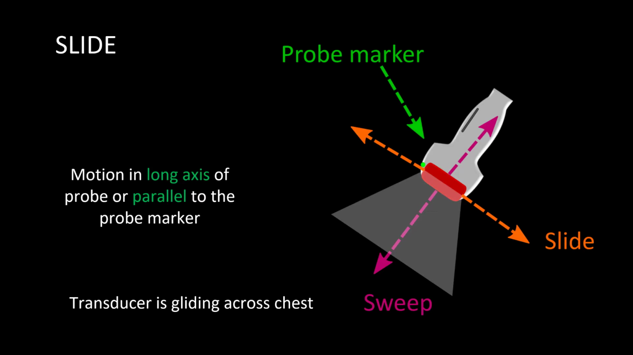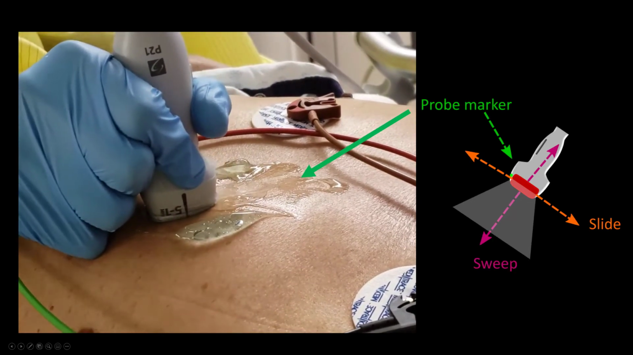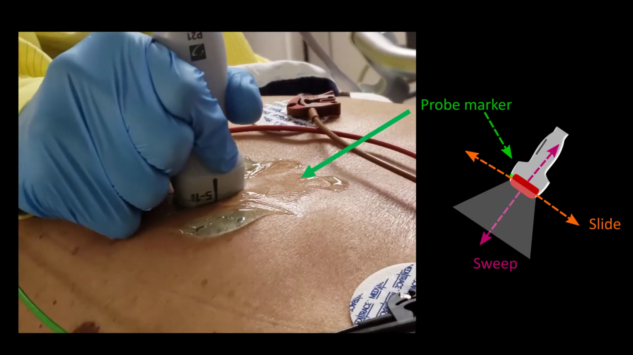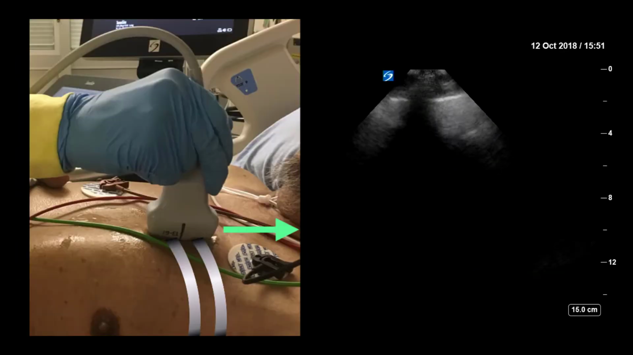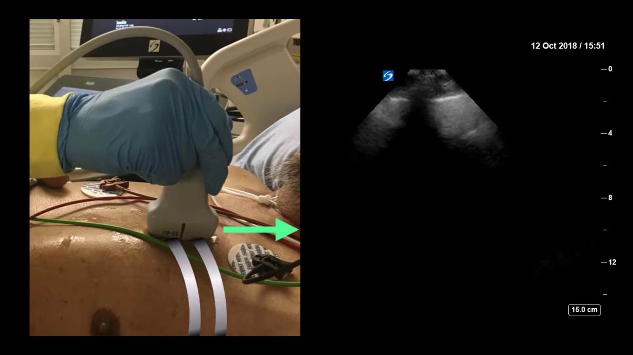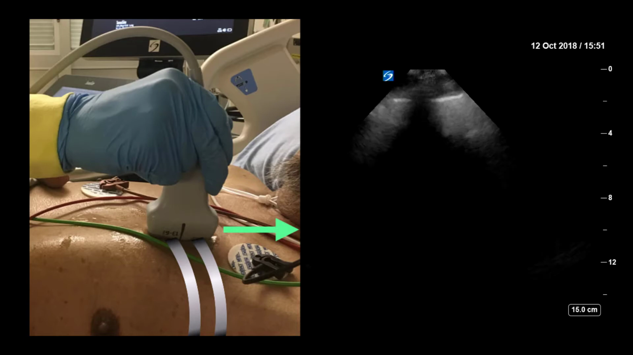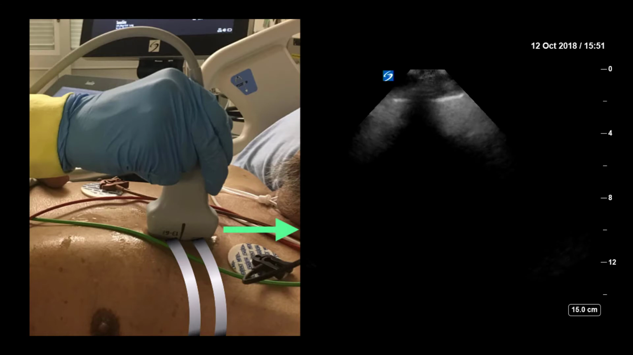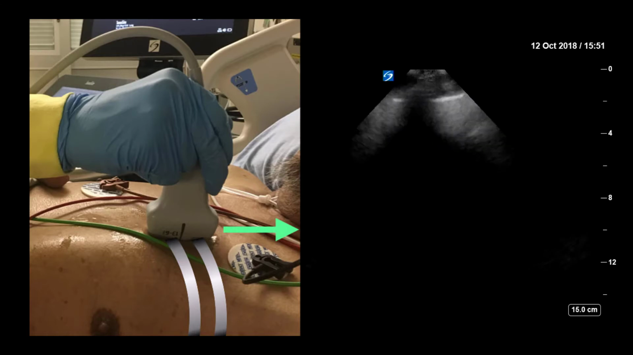Sweep means something entirely different. This is a live example of the motion associated with sliding. The movement is following the same axis as the beam, oriented towards the probe marker. On the ultrasound clips of the lungs that you see here, the left is the head of the patient, and we are cutting in a parasagittal plane. As we are sliding towards the head, you can see a round rib at the top being displaced from the left towards the middle, reflecting a movement up. This is seen on the image on the left by the green arrow.